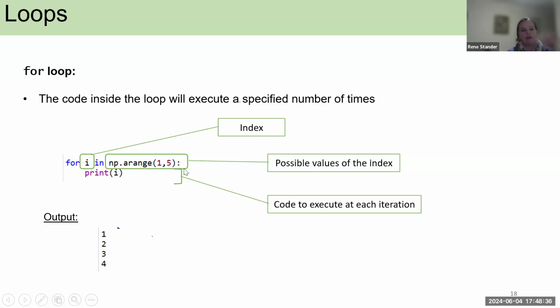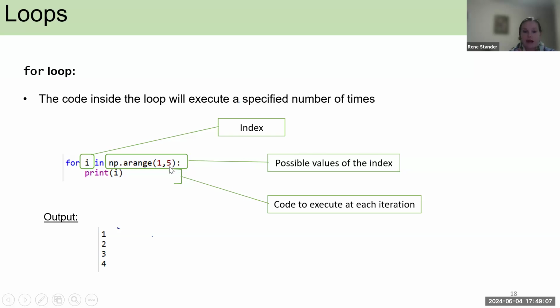And again, we use the colon, and then indented, the indent is important, the code that will execute at each iteration of the loop. The moment the indent stops, so the moment you exit the indent, your loop is finished. So in this case, we had i in a range from 1 to 5.